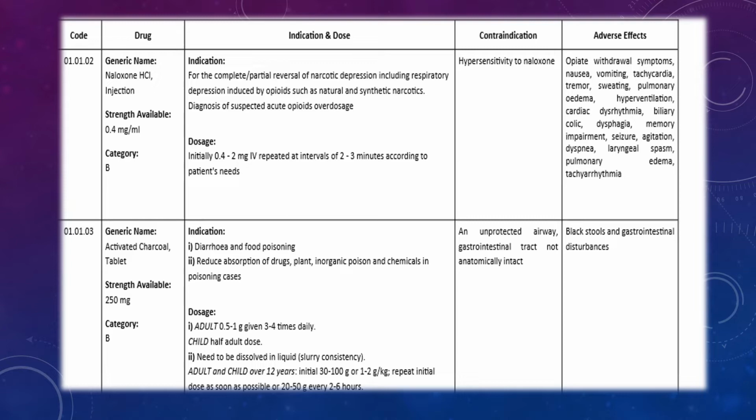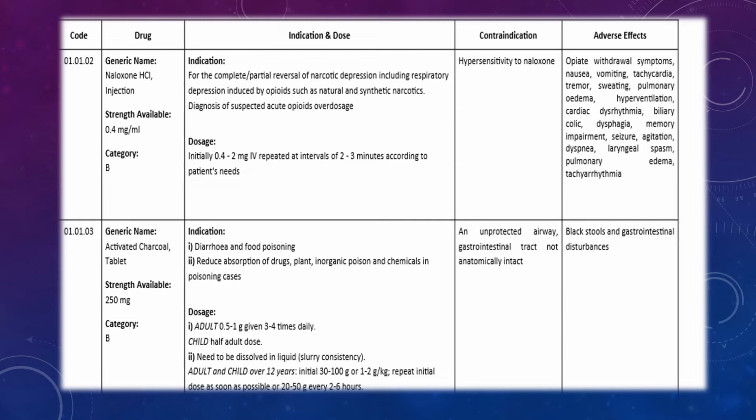In the second section, you can find the drug's generic name, its strength, and which category it falls under based on its safety index. It either comes under A category, B category, C category, D category, or X category. So these are the safety indexes of the drugs, and based upon that you can find the category there.